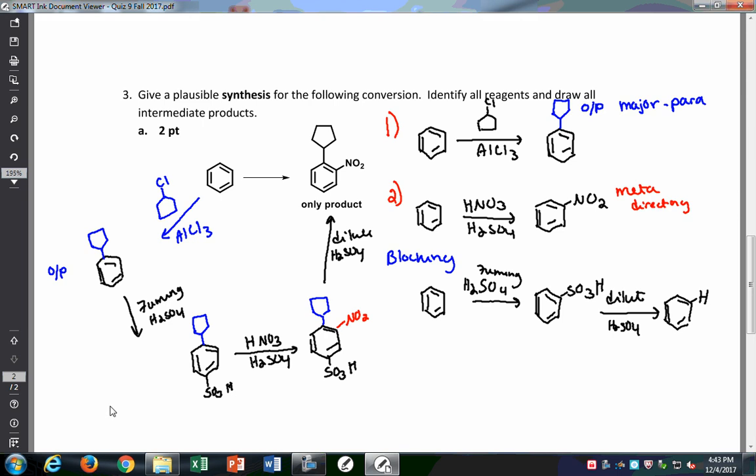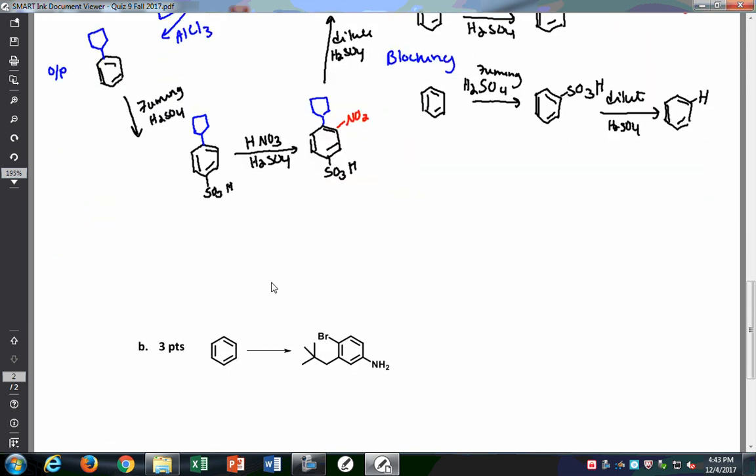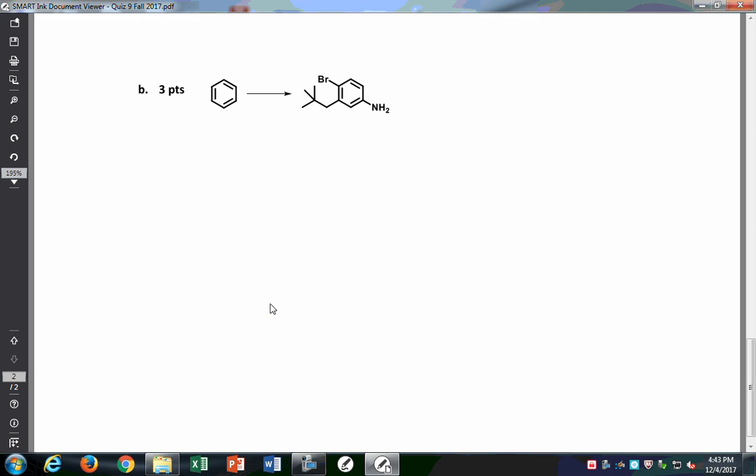Any questions? Okay, so for this one, we're actually putting 3 groups. So let's look at those reactions. Of our 3 groups, we are putting the carbon-containing group, but this carbon-containing group is primary, so we're going to have to do acylation followed by the reduction.